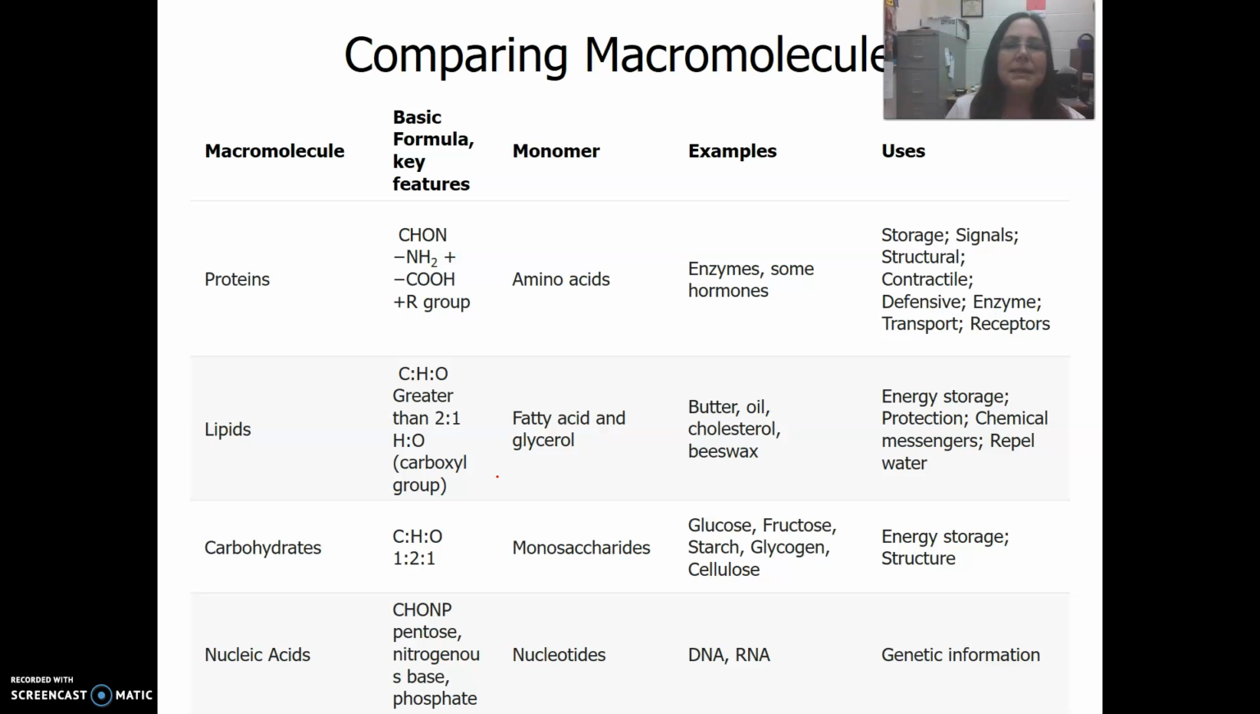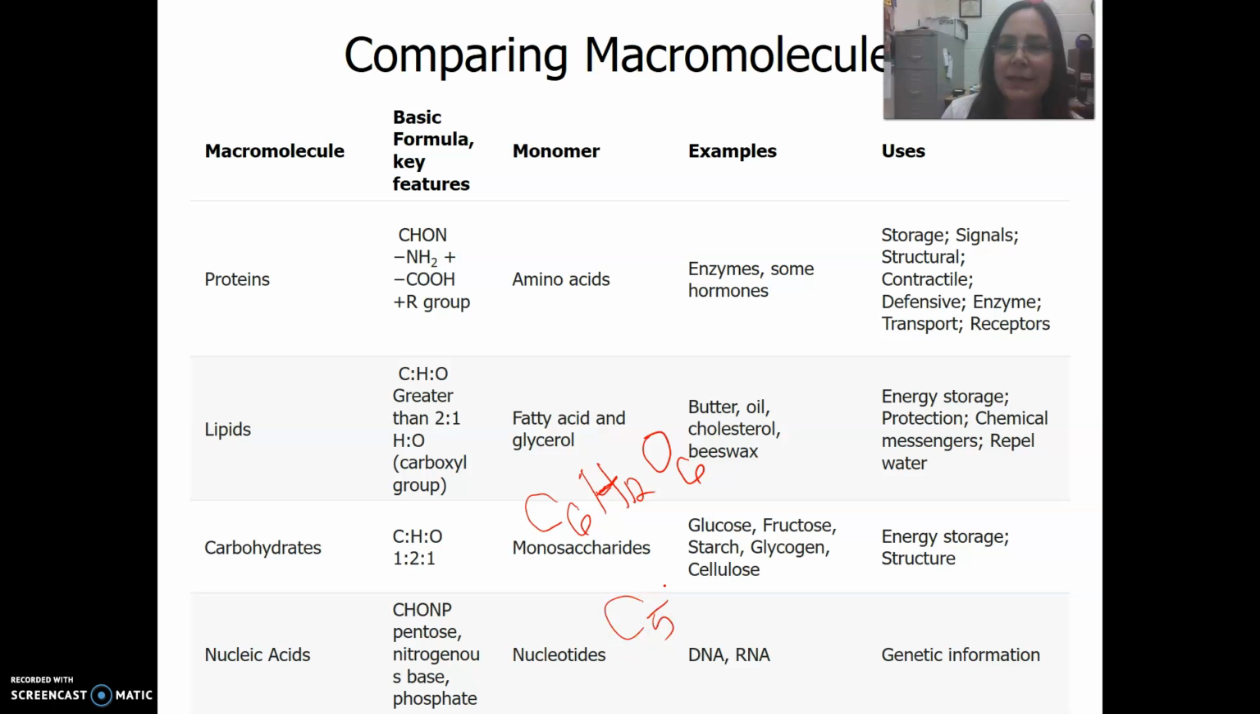So simple carbohydrates like glucose have a ratio of carbon, hydrogen, oxygen of 1 to 2 to 1. So there's twice as many hydrogens as there are carbons and oxygens. For example, I showed you the chemical formula for glucose is C6. So how many hydrogens would that be? If you double it, that would be H12. And since it's 1 to 2 to 1, the O would be just the same thing as the carbon. So C6H12O6.